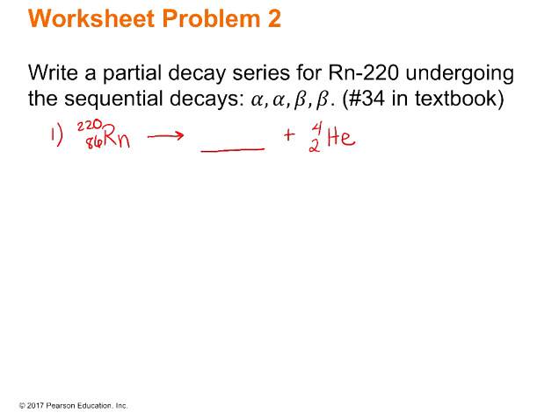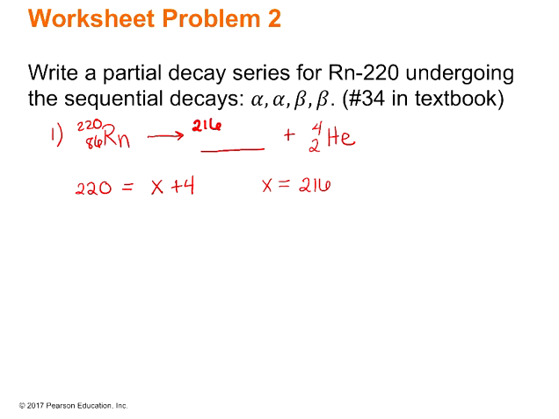So the mass number on the left, remember, has to equal the sum of the mass numbers on the right. And same for the atomic numbers. So let's write a simple algebraic expression where 220 is equal to x plus 4. And then we're going to rearrange that to solve for x. So 220 minus 4 is 216.